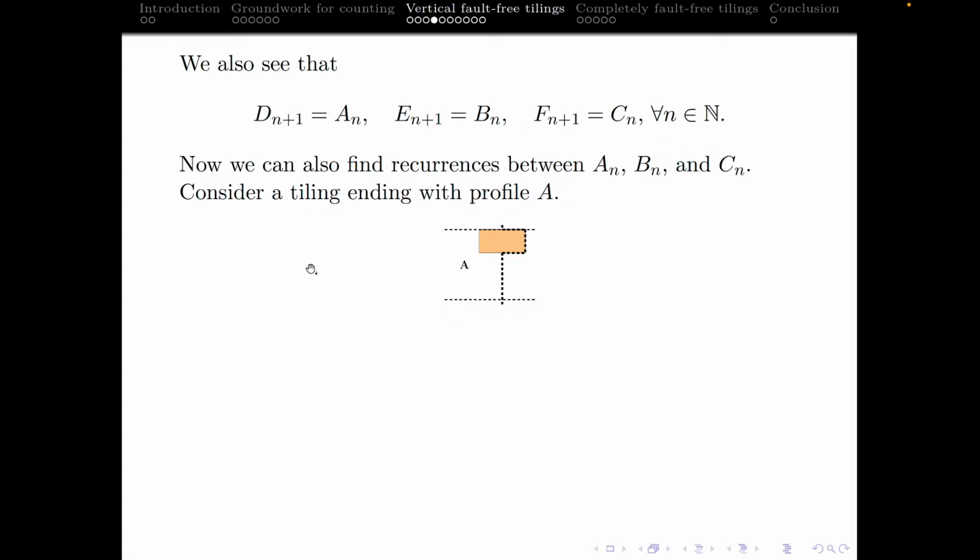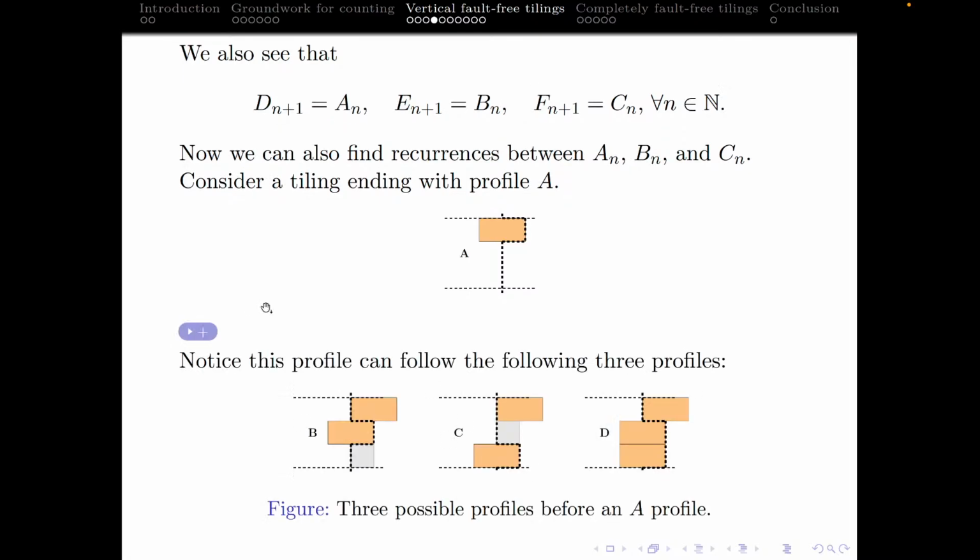So some things we can place right before it. Note that we cannot place two squares here. So if we place two squares here, there will be a vertical fault. So we have to place at least one domino. So depending on where the domino is, or if there are two dominoes instead of one, we get these three possibilities. So if there is one domino which is right next to the A overhang, it becomes a B profile with a square tucked on in the end. And if the domino is placed below, then it is a C profile, and if there are two dominoes, then it is of course a D profile.